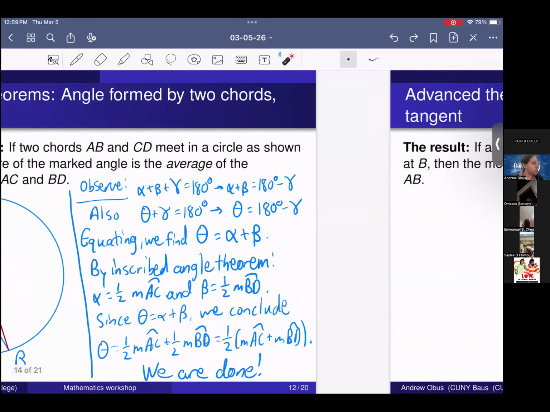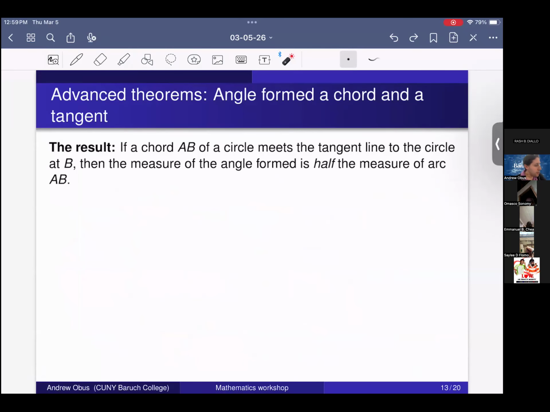Okay, so let's do the last theorem for today. What happens when you have an angle formed by a chord and a tangent? If a chord meets the tangent line to the circle at B, then the measure of the angle formed is half the measure of arc AB.